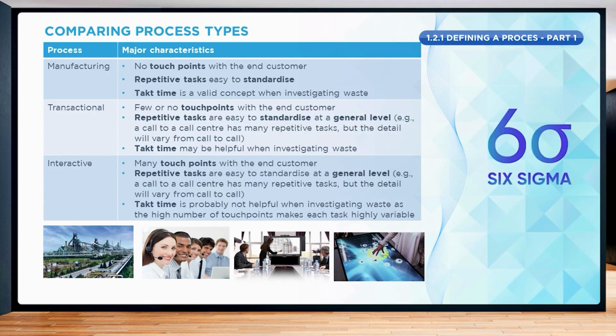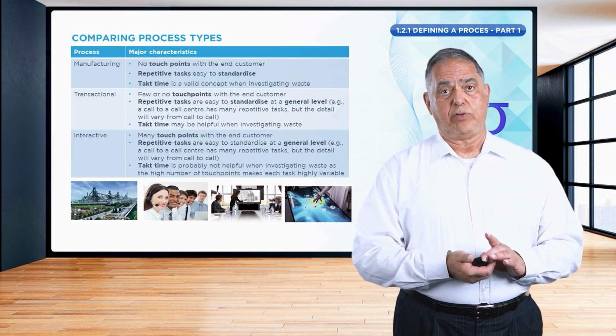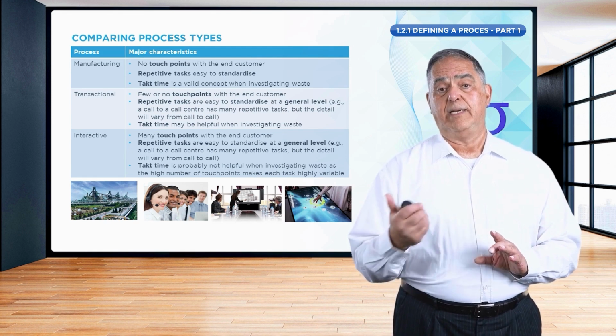So let's compare the process types that we already mentioned in order to distinguish what is specific about each type. So when we talk about manufacturing process, there are no touch points at all between the manufacturing line and the end customer. It is a series of repetitive tasks that are easy to standardize, and for this reason, easy to also automate. Takt time is a valid concept when we're investigating process waste.